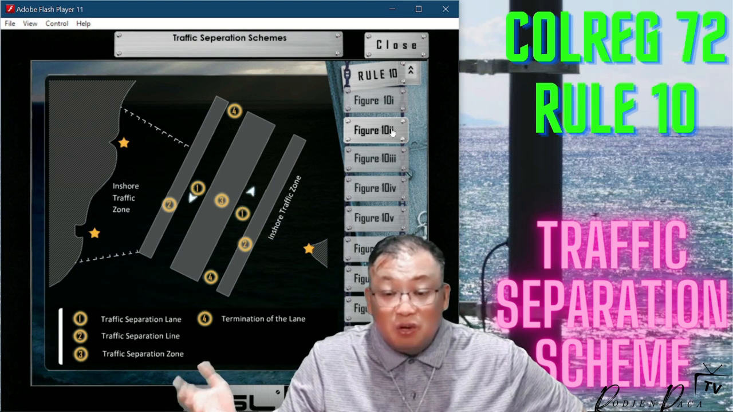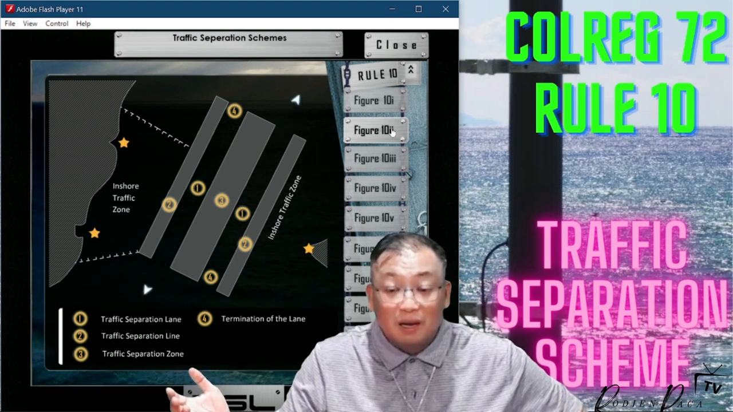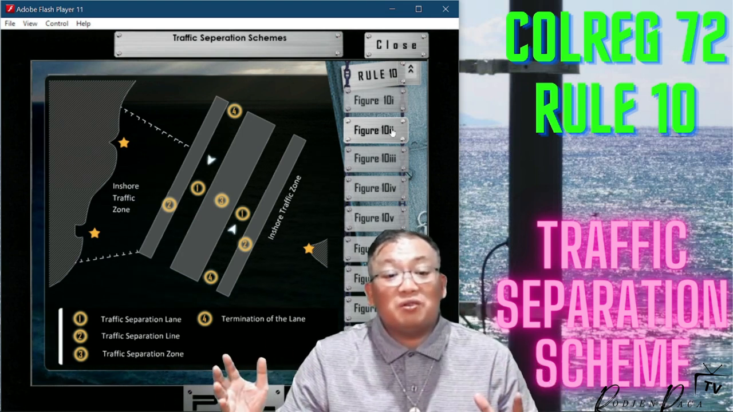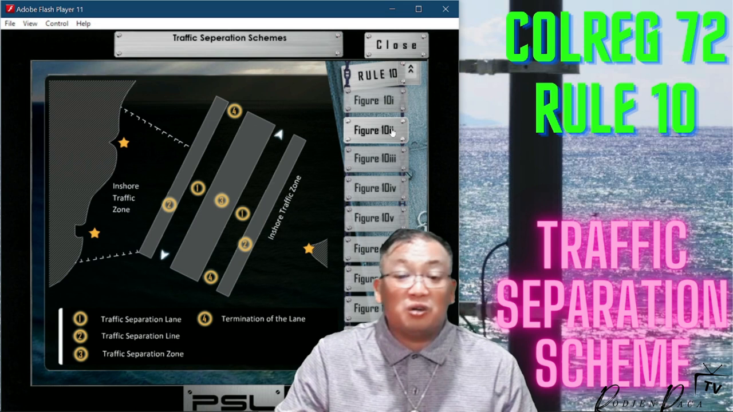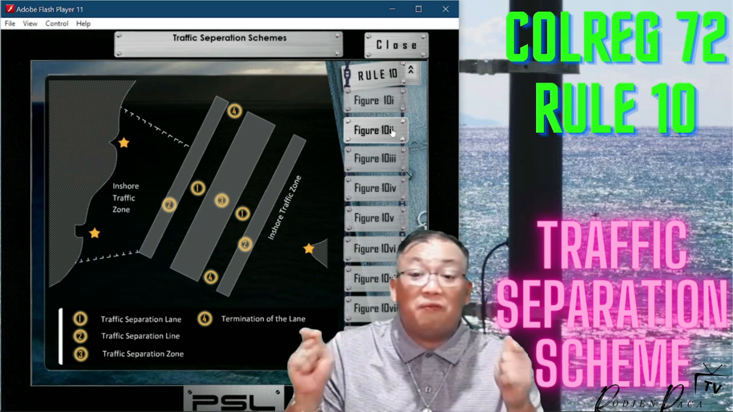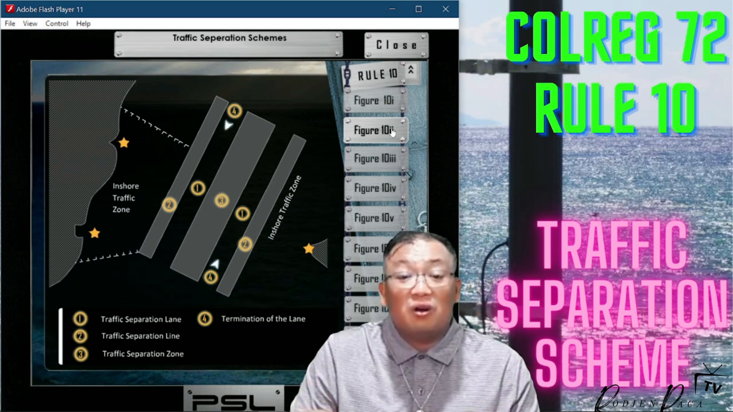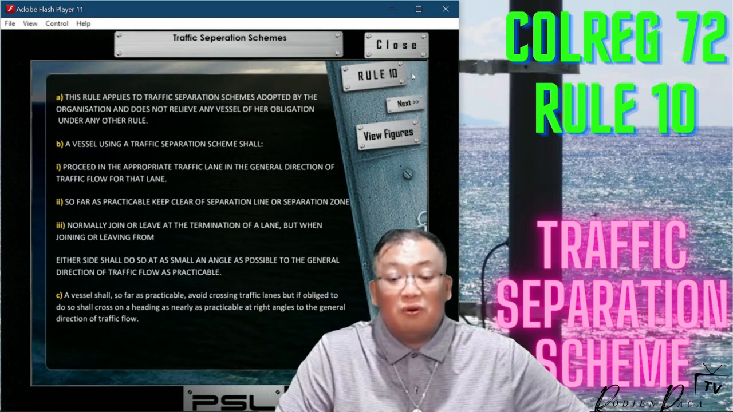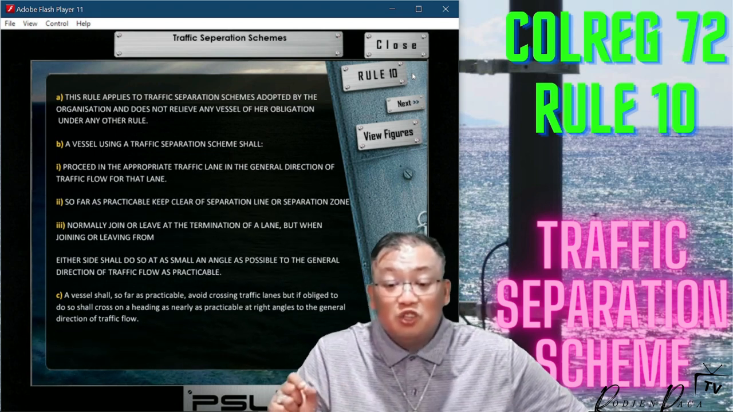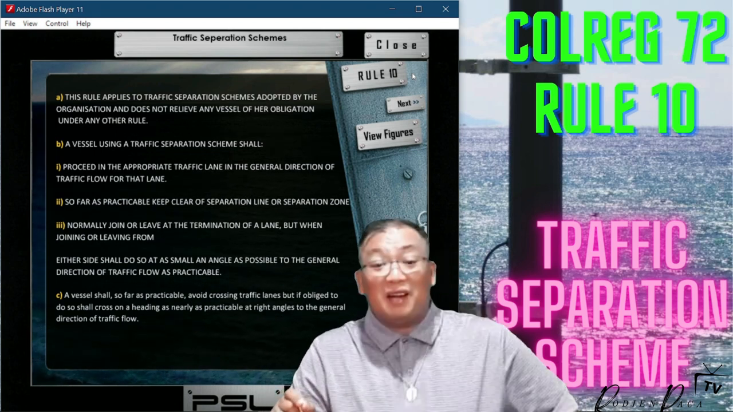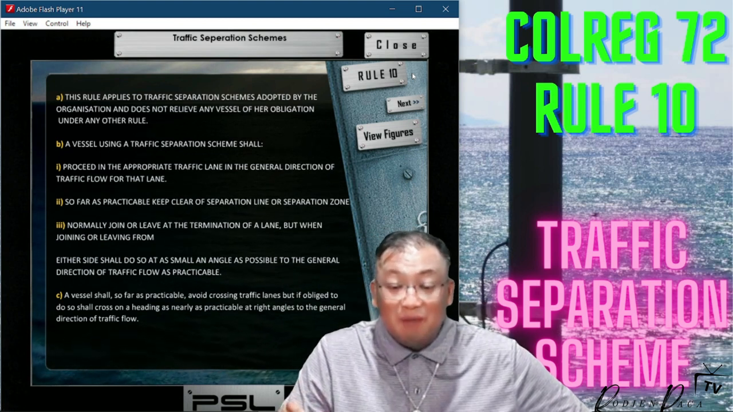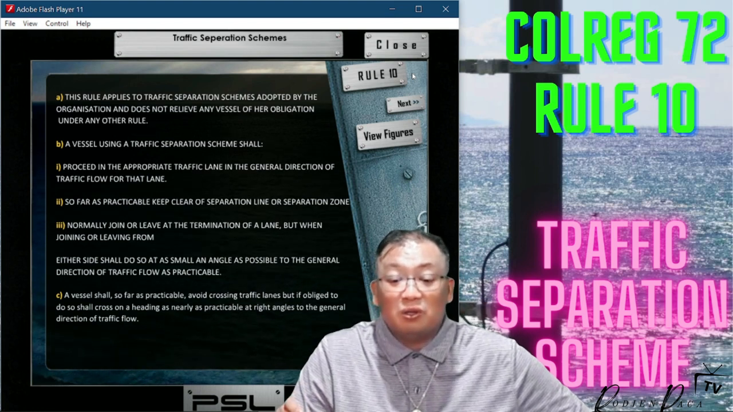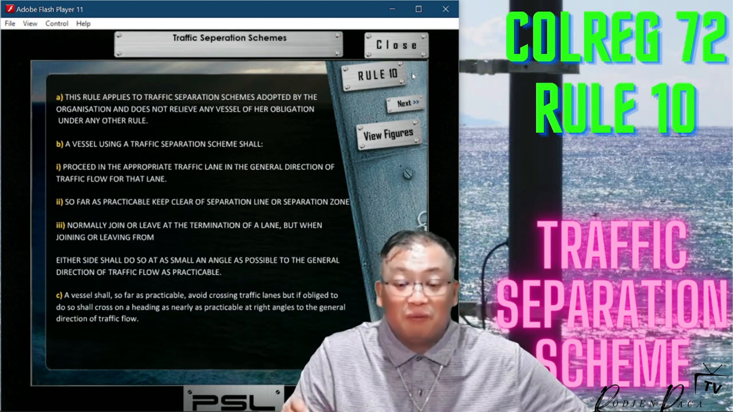The termination of the lane on this drawing is number four, meaning the traffic separation scheme has ended. That is the termination of the lane. This is very important, so we define it as early as now as we read the rules. Bravo 3: normally join or leave at the termination of a lane. But when joining or leaving from either side, do so at as small an angle as practicable to the general direction of traffic flow.